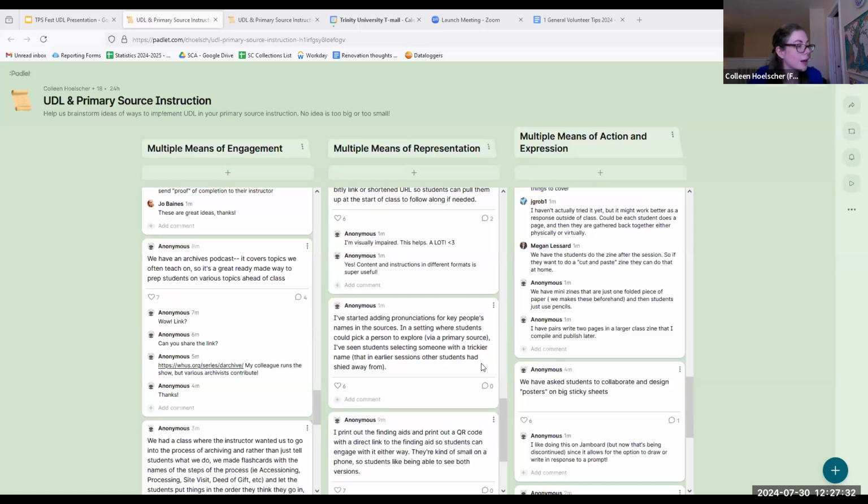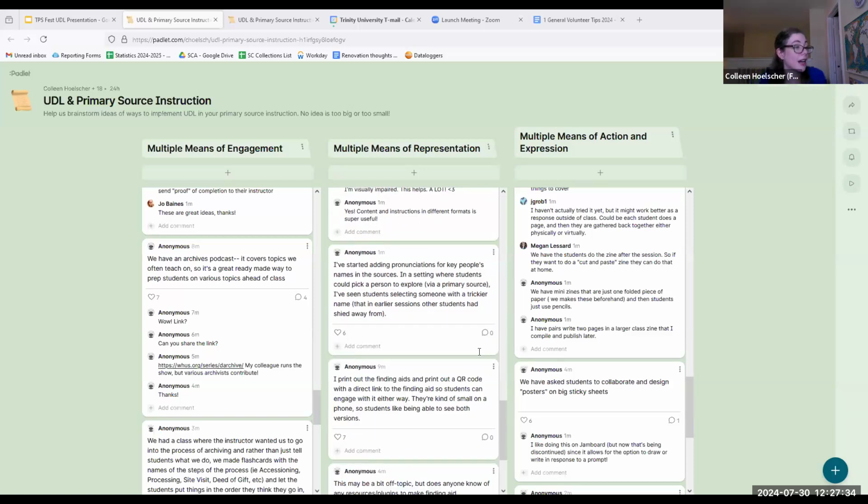Okay, someone said they've started adding pronunciations for key people's names in the sources in a setting where students could pick a person to explore via a primary source. I've seen students selecting someone with a trickier name that in earlier sessions they may have shied away from because they didn't know how to pronounce it.